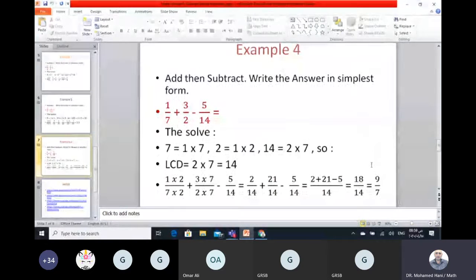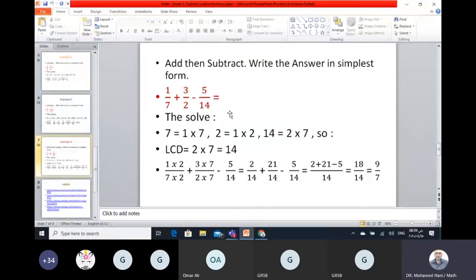In this example, we have two operations between the fractions. We have add, then subtract. As you know, the order of operations is from left to right. So when you start from left to right, the first operation will be plus. So we must do plus, then minus.